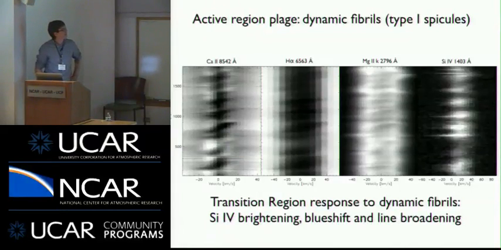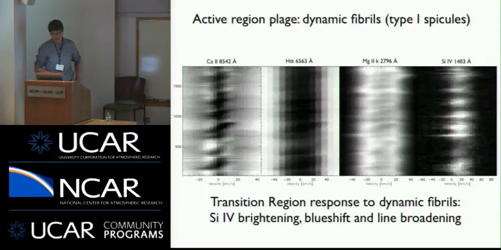If we look at spectra, then we can see the signature of the dynamic fibrils, and this is most clearly seen in calcium 8542 because the line is not so broad as the H-alpha line, but you see the characteristic behavior of the blue shift and then the decay towards the red. This can be seen nicely in calcium H, in H-alpha, and magnesium K. And then for a number of examples, we see these brightenings or enhancements of the silicon line, which is combined with the blue shift and a broadening of the line.